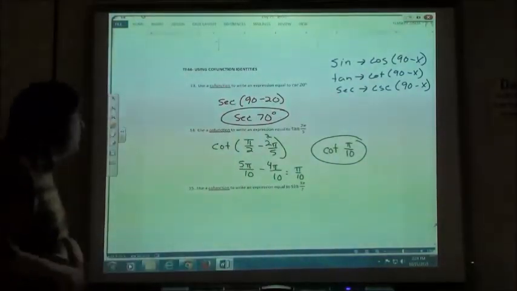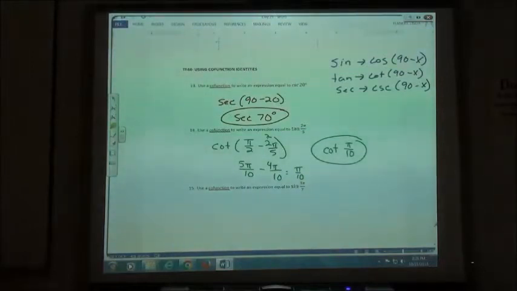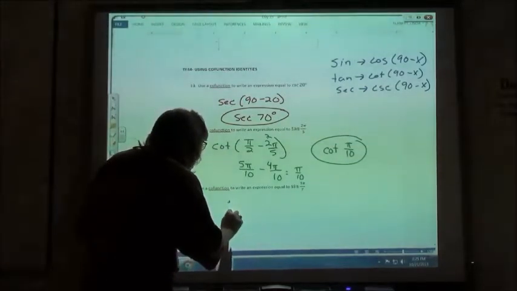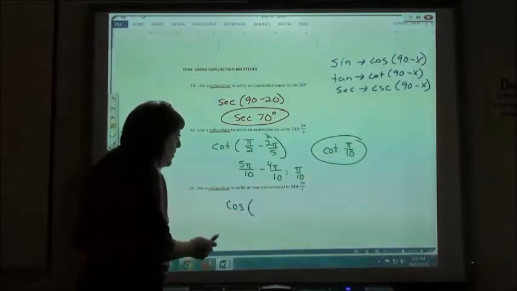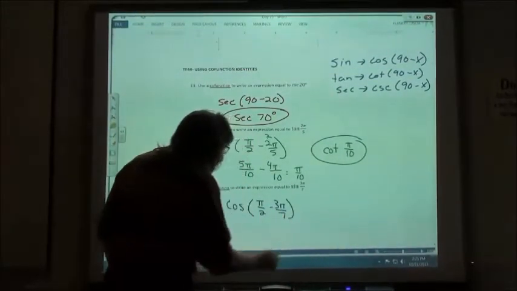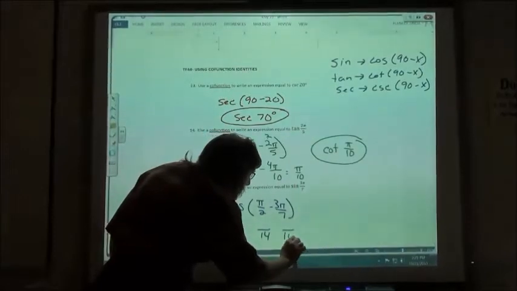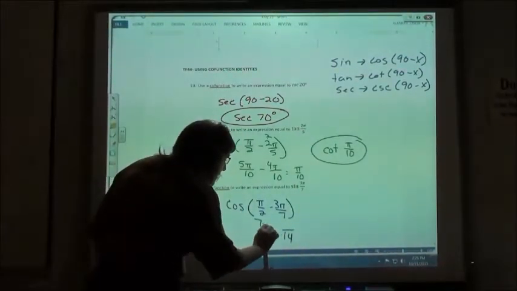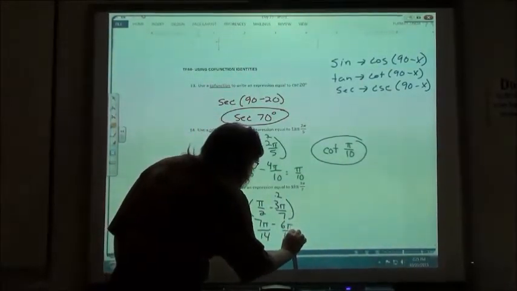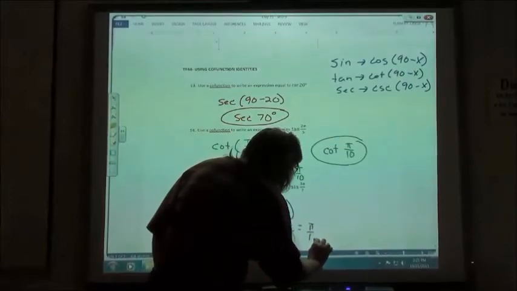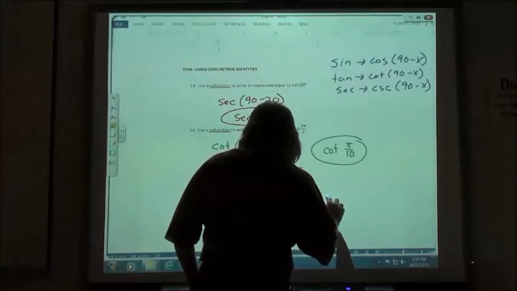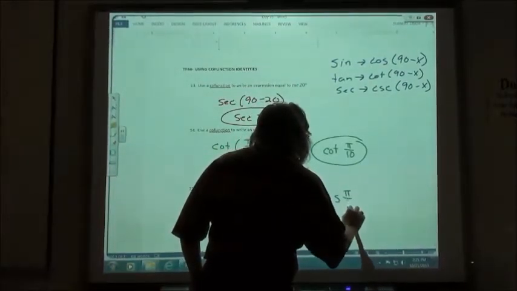Use a cofunction to write an expression equal to the sine of 3 pi over 7. Sine and cosine are cofunctions, so I'm going to do the cosine. Again, since I'm in radians, I'm going to take pi over 2 minus 3 pi over 7. And so 14 would be my common denominator. 2 goes into 14 7 times. 7 goes into 14 2 times 3. So 7 minus 6 gives us pi over 14. So my cofunction that's equal to the sine of 3 pi over 7 would be the cosine of pi over 14.